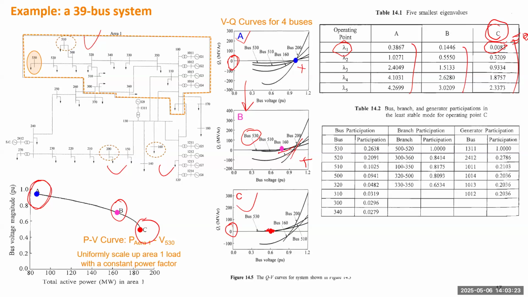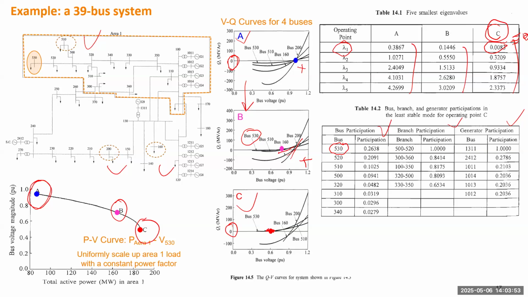To determine where to add control to prevent the voltage collapse at condition C, we can calculate bus participation factors, branch participation factors, and generator participation factors. For the bus participation factor, the top one is 530, right? That's very reasonable, because if you only want to pick one bus to add injection of reactive power, you need to pick the bus 530. That's the most critical one.